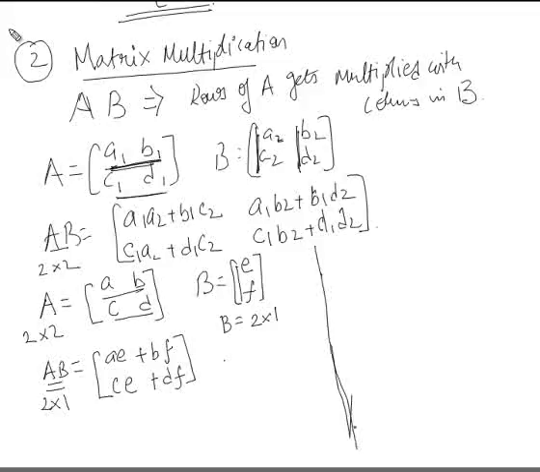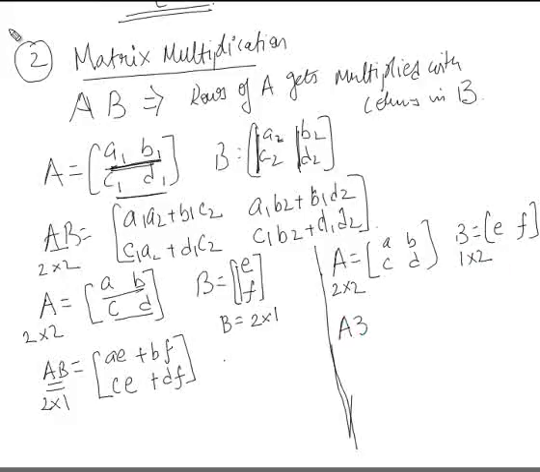Okay. Now let me take A is equal to a, b, c, d, and let me take my B as e, f. What is A here? It's a 2 cross 2 matrix. B is a 1 cross 2 matrix. Now what will be AB? I need to fix a row. The rows get multiplied with the columns. That means I have to multiply this with this. This is not possible.